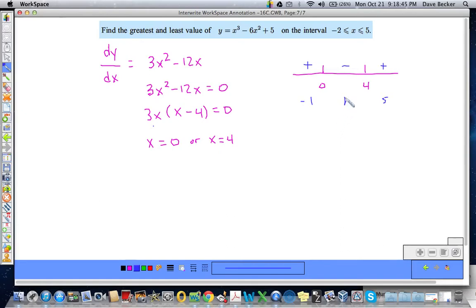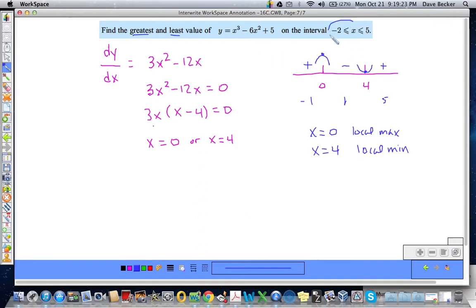Okay? So here at x equal to 0, I have a local maximum, from positive to negative. And at x equal to 4, I go from negative to positive, or decreasing to increasing. So clearly that is a local minimum. Okay. But they're asking for the greatest and least value of the function, and they give us an interval.